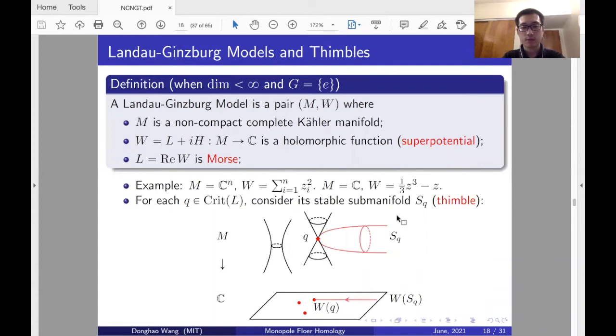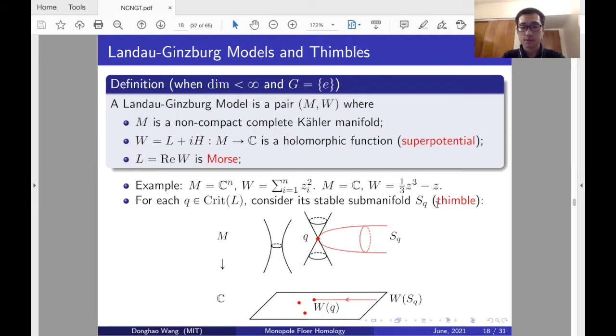Within this Kähler manifold, there exists a distinguished class of Lagrangian submanifolds called thimbles. They are simply stable submanifolds associated to critical points of the superpotential. You can imagine this superpotential is in fact a projection map from M onto the complex plane C. And this is a genuine fibration away from critical points of the superpotential. In this picture, each red star represents a critical point, and each red dot downstairs represents a critical value.